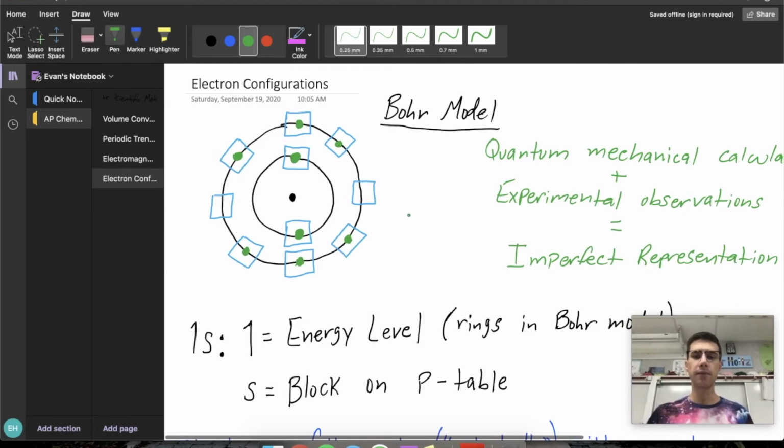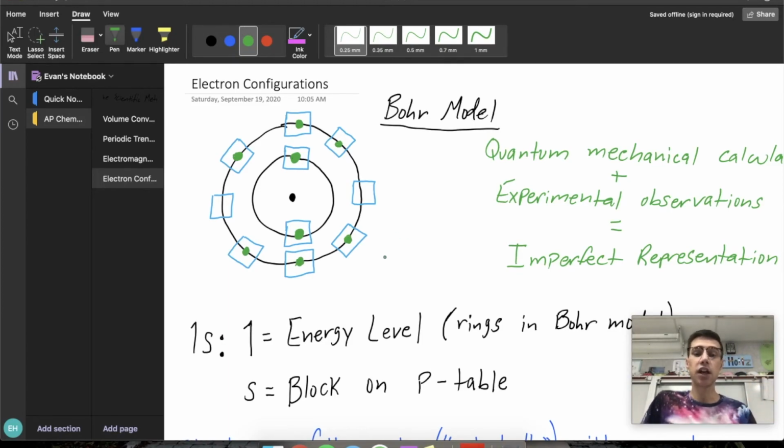So what we're going to do today is start talking about electron configurations and figure out what that actually means, and how can we, in a slightly more straightforward way, explain where each electron is located, or which position or which spot it is occupying within a given atom.